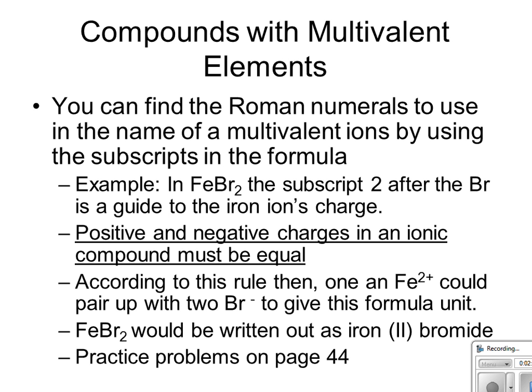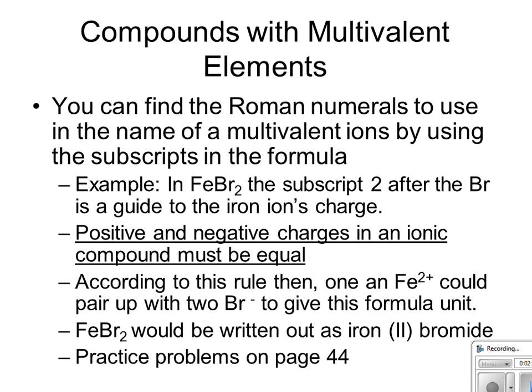Positive and negative charges in an ionic compound must be equal. So according to this rule, an Fe2+ could pair up with two Br minus ions to give the formula unit. So FeBr2 would be written out as iron(II) bromide. That 2 was a 2+ charge from iron.